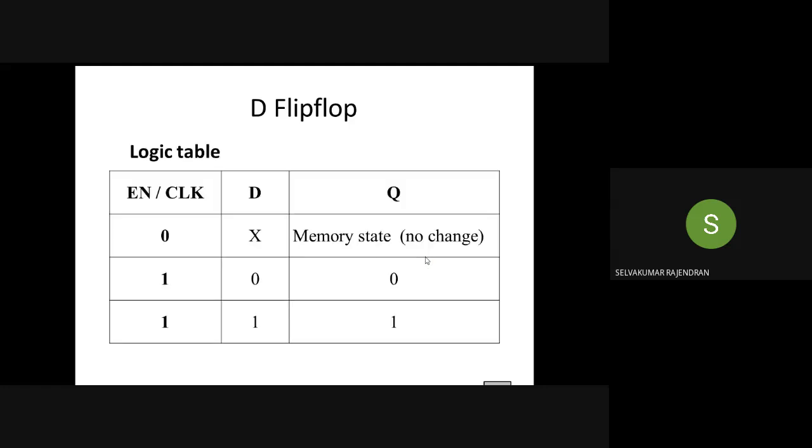Then this is the functional table or logic table for the D flip-flop, which is already explained. Whenever the clock signal or control signal is 0, irrespective of D input, output Q does not change. It goes to memory state. When the clock signal is enabled, whatever data is available on D will be applied to output Q.